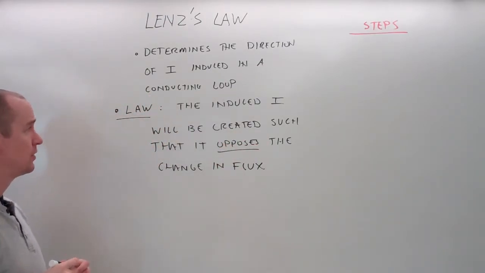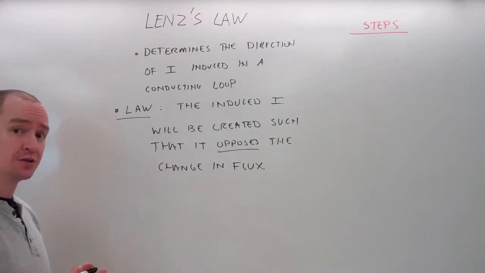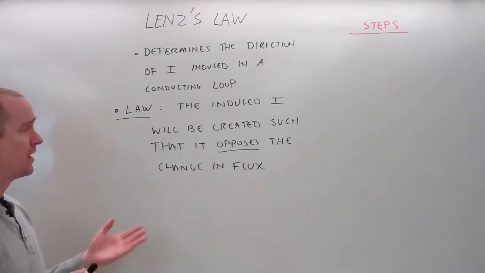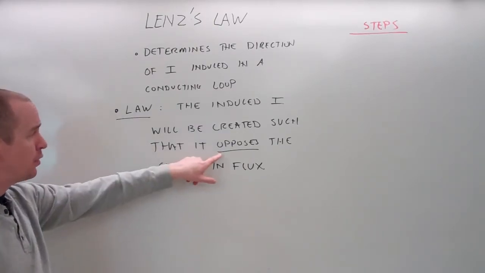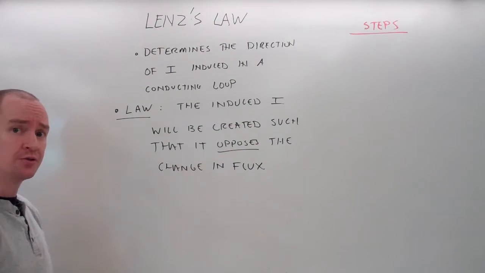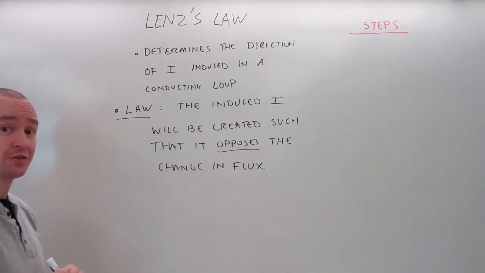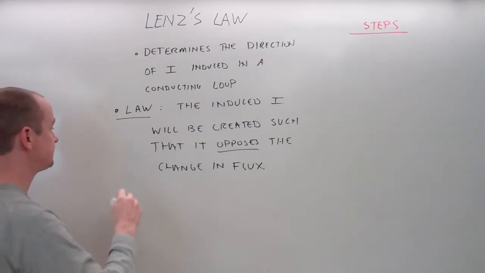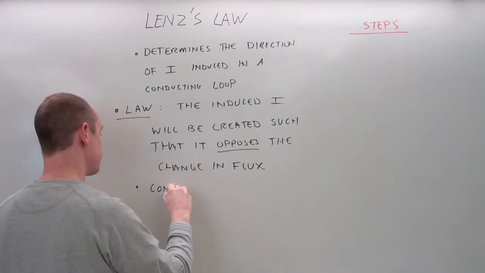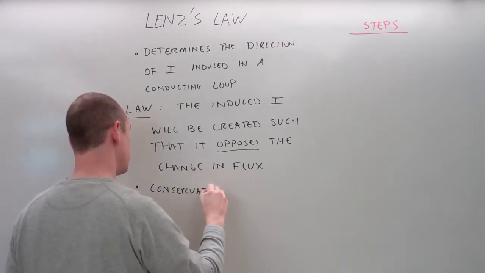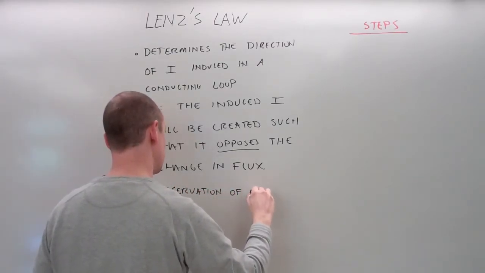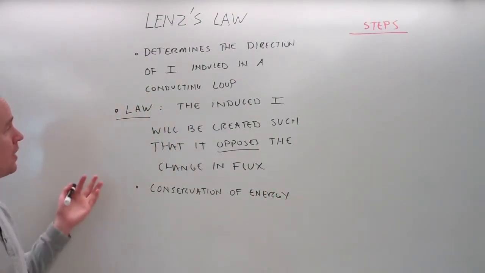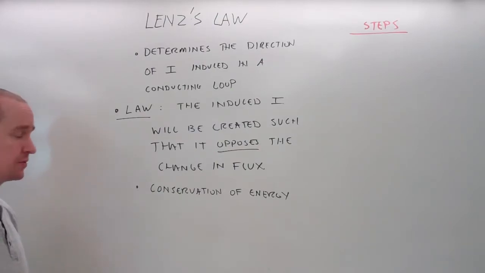The induced current will be created such that it opposes the change in magnetic flux. All right, seems pretty simple. Opposes is key here. The reason it opposes is because, as it turns out, we need to conserve energy. So this law is really a restatement of conservation of energy. All right, let's figure out how to apply this.